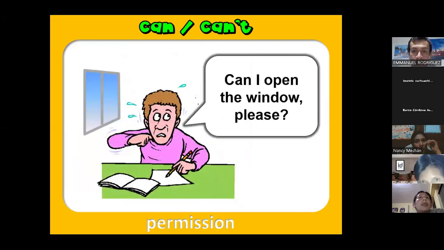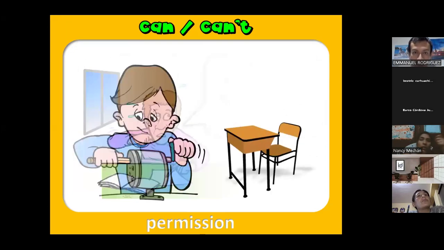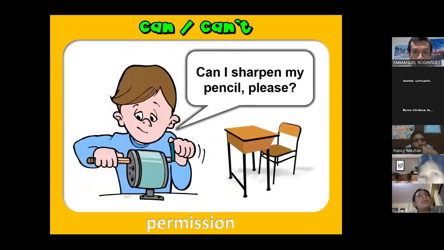Can I open the window, please? ¿Puedo abrir la ventana, por favor? You are going to choose this modal verb can in permission. Can I sharpen my pencil, please? ¿Puedo yo tajar mi lápiz, por favor?